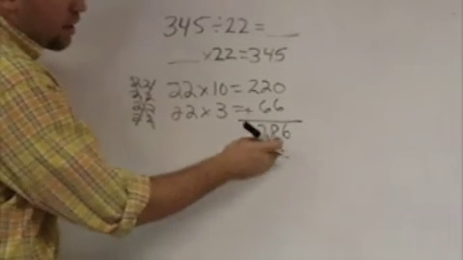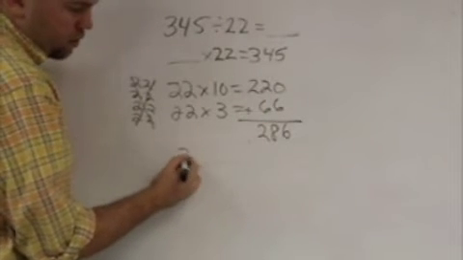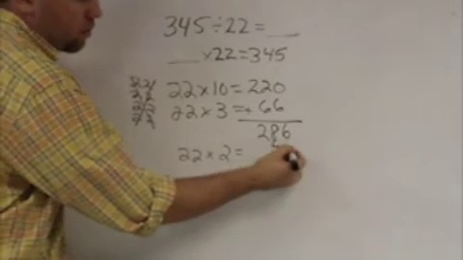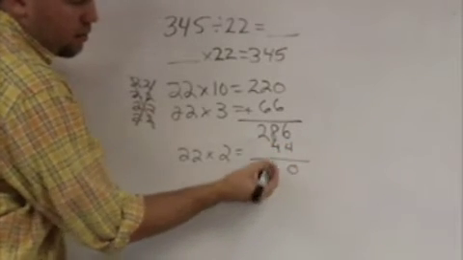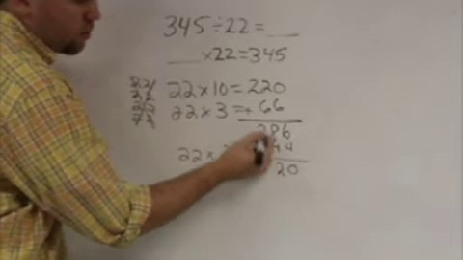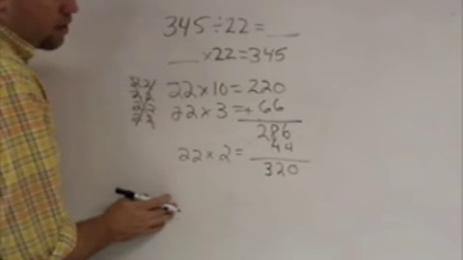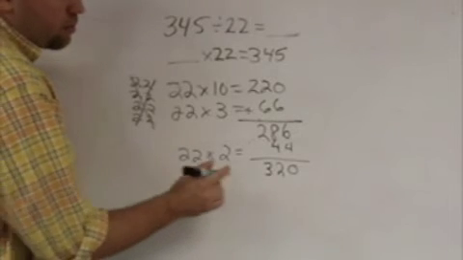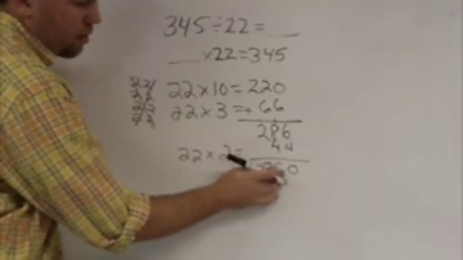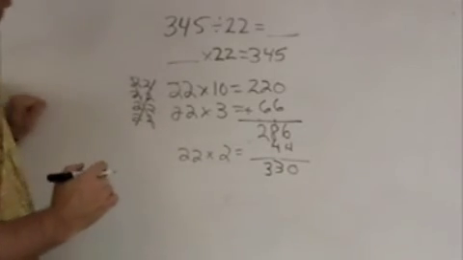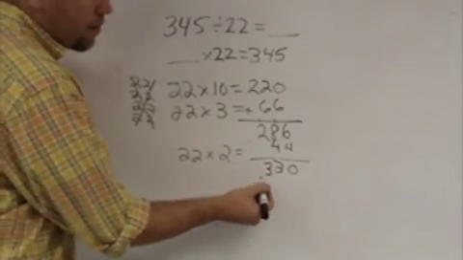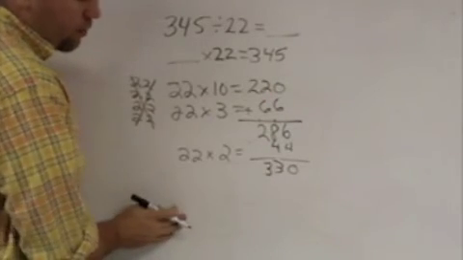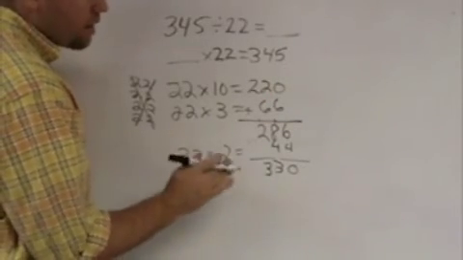Now, I know I can still add in some more groups of 22 here. So now I'm going to add in 2 more groups of 22, which equals 44. I get 0 there. If I add those, I get a 2, and I get a 3. So 320. And, oops, I'm sorry, I forgot to carry this 1 there. That would be 330. So I have 330 here. I cannot fit any more groups of 22 in here without going over 345. So now I am basically done.